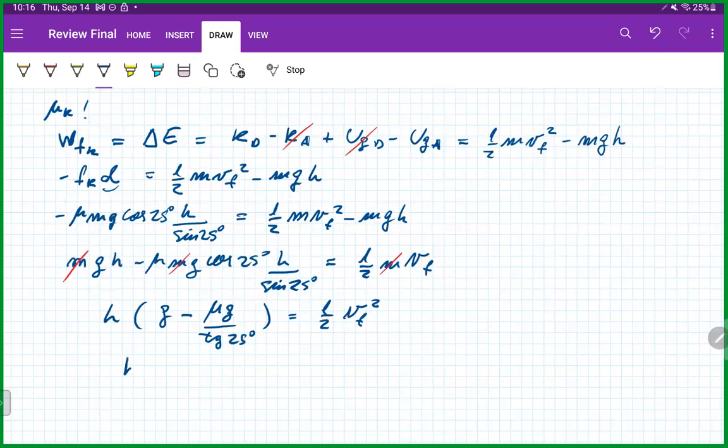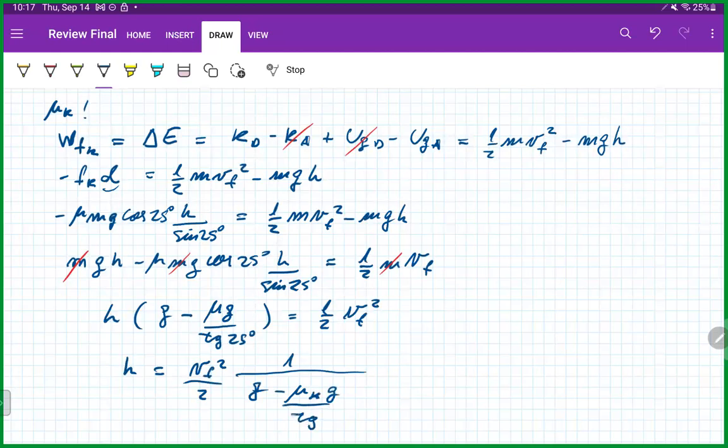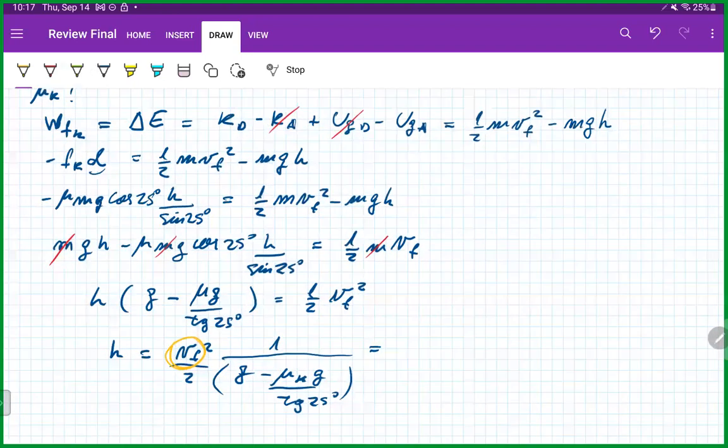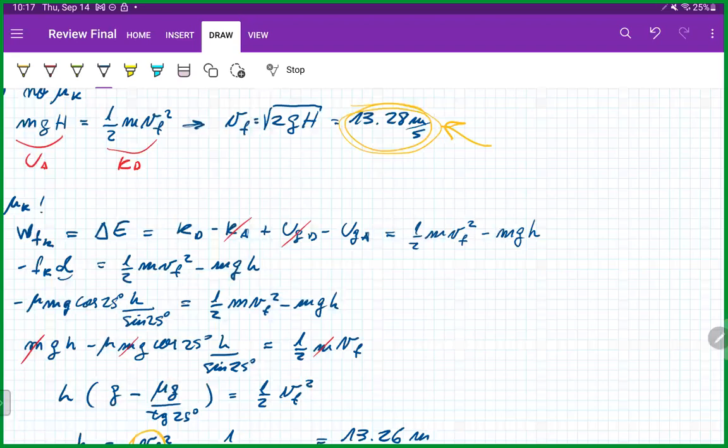Now I can get h in terms of this whole thing: h equals v final squared divided by 2 over that whole term, which is g minus mu. Sorry, I omitted the k, but you know it's the only mu we have. Mu k g divided by tangent of 25. If you calculate that, putting in the final speed that we calculated before, with g, mu k, and tangent of 25, that gives 13.26 meters. Oddly similar to the speed, but it is what it is.